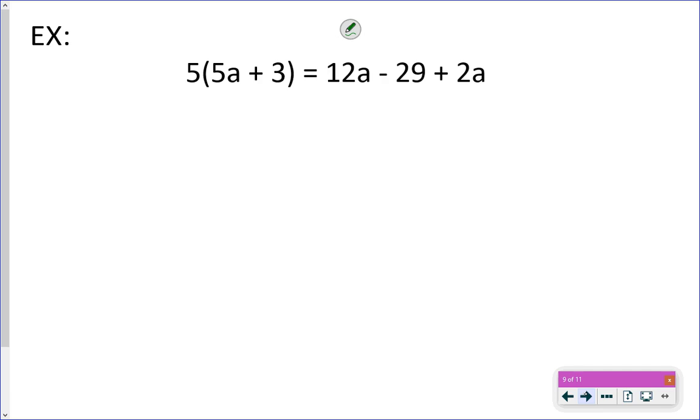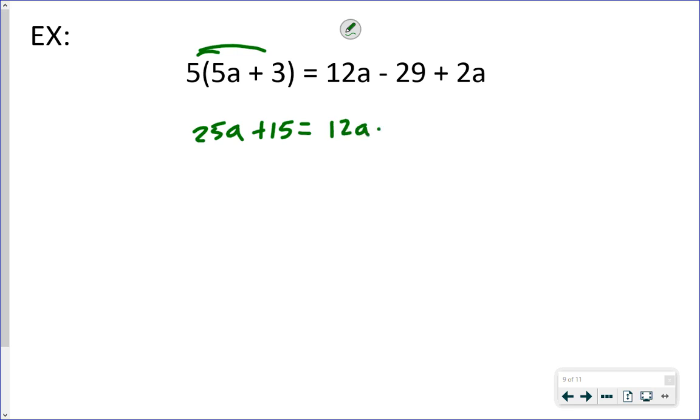So right now I've got 5 times the quantity 5a plus 3 equals 12a minus 29 plus 2a. So first of all, I see a set of parentheses here with something outside, so I'm going to distribute first. So 5 times 5a is 25a. 5 times 3 is 15. And then I'm just going to rewrite the right-hand side.